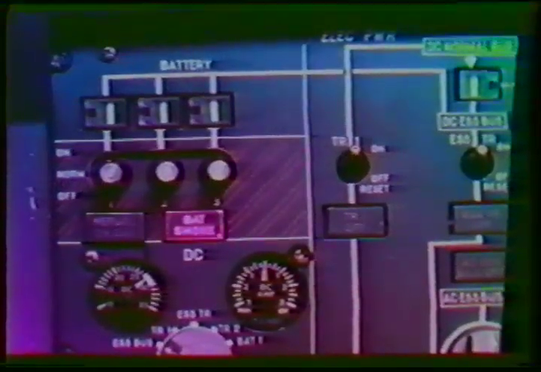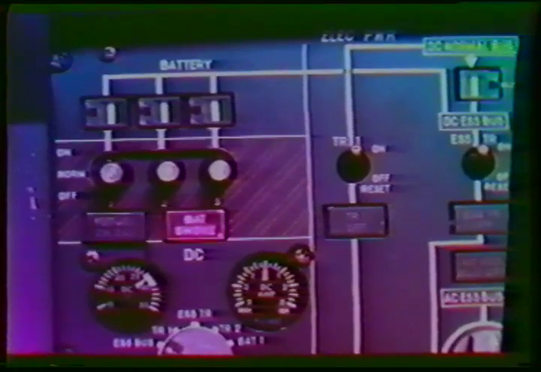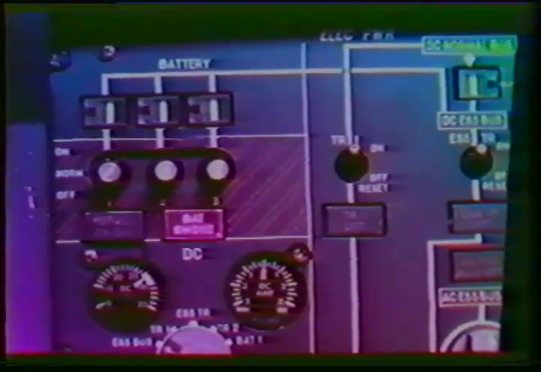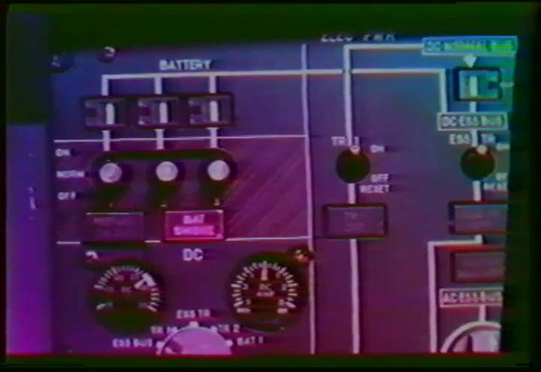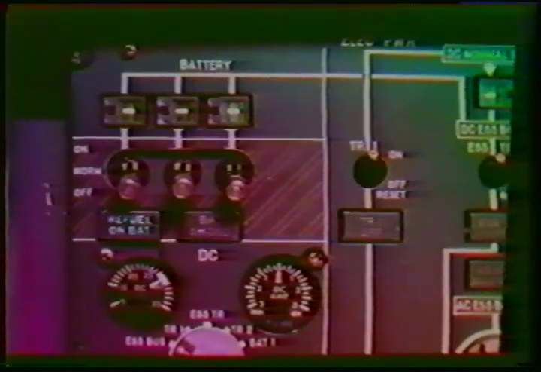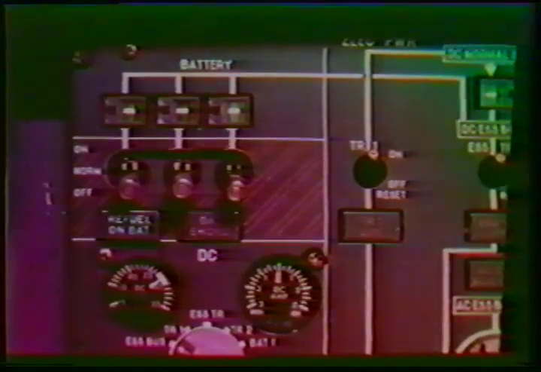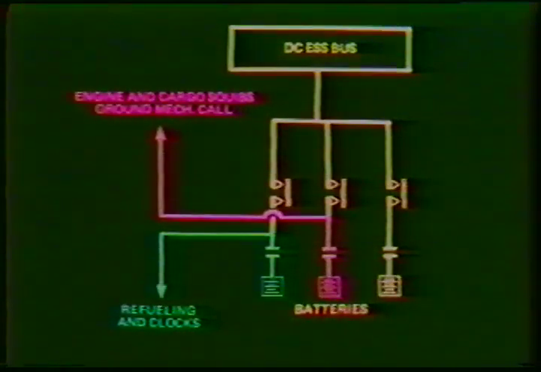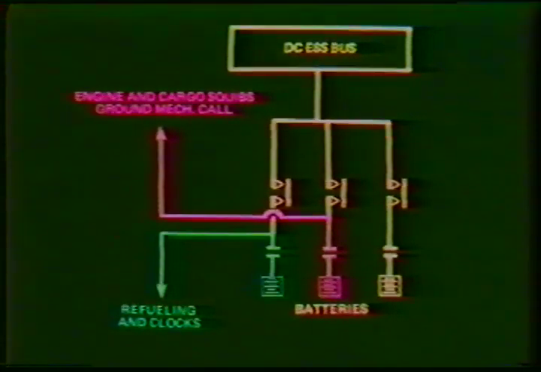The 3 batteries are equipped with an air cooling system. When smoke is detected in this cooling system, a red battery smoke light will be illuminated along with a red smoke light on the master warning panel and the repetitive chime. When the refuel on battery blue light is illuminated, it indicates that the refueling circuits are operative and connected directly to the output of battery 1, regardless of battery 1 switch position.